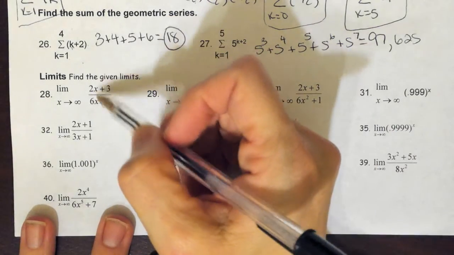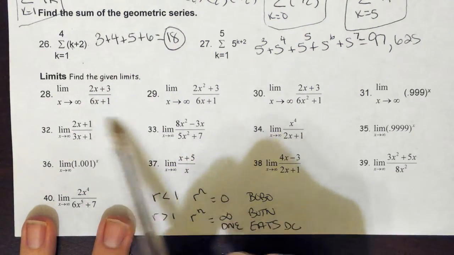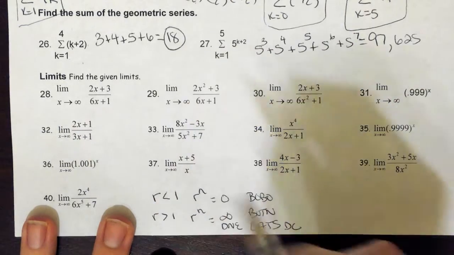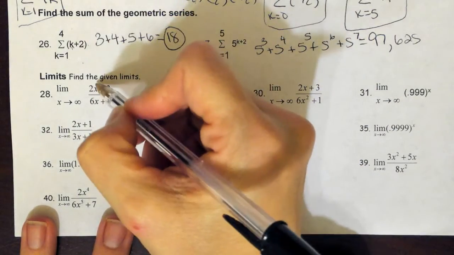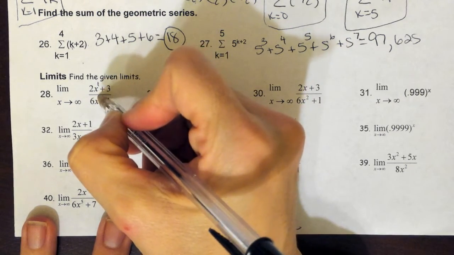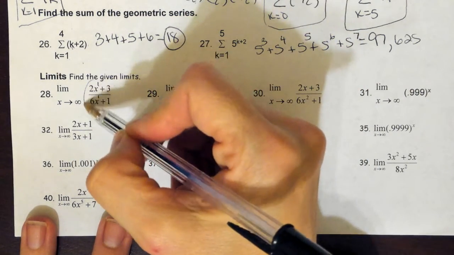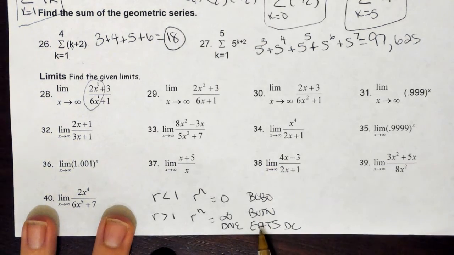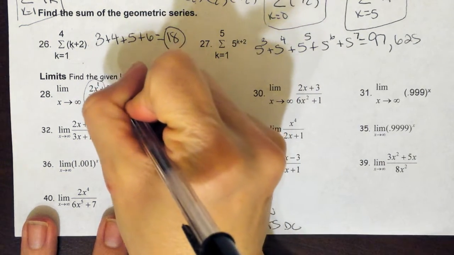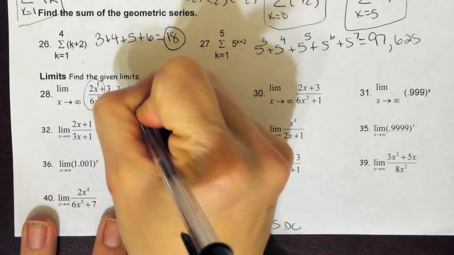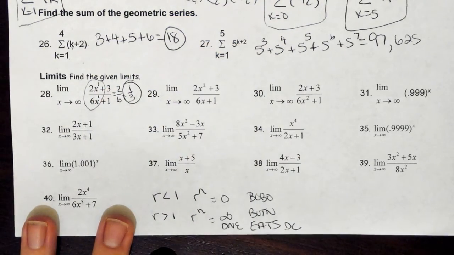Okay, so on number 28, the first thing I'm going to notice is that I have a fraction. So because I have a fraction, I'm doing Bobo Botten eats DC. And the biggest exponent on top is x to the first, and the biggest one on the bottom is also x to the first. Because the exponents are the same, we divide the coefficients. So 2 divided by 6 is 1/3. This limit will approach 1/3.